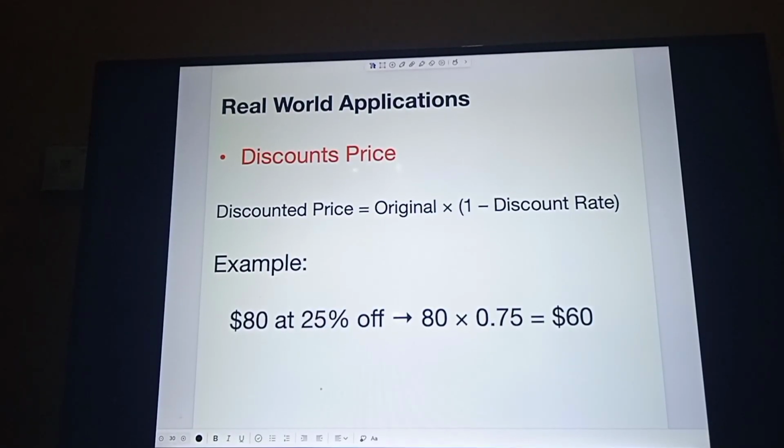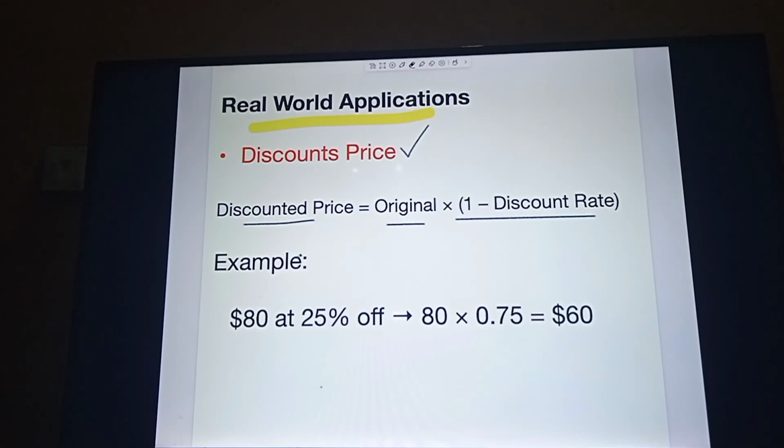Now we will discuss real world applications of percentages. So first, let's discuss how to find discount price. So the formula for the discounted price is equal to original multiplied by 1 minus discount rate. So this formula is used to find discount price.